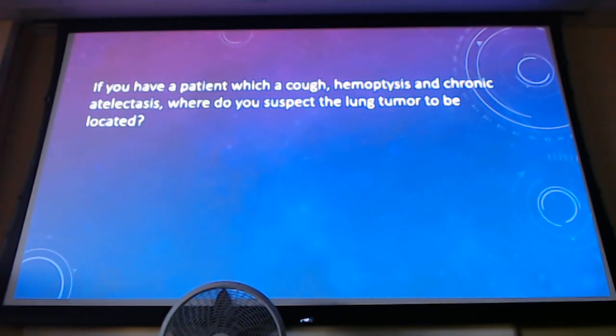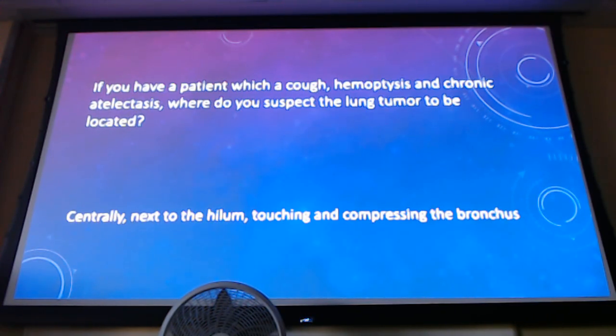Okay. All right, you have a patient with a cough, hemoptysis, and chronic atelectasis. Where do you suspect the lung tumor to be located? Where do we find them? Are they peripheral? Where else do we find lung tumors? Did I hear it? Hilar or centrally? Okay, which one do you think this one is? Tyler? Hilar, centrally. Okay? Next to the hilum, touching and compressing the bronchus.